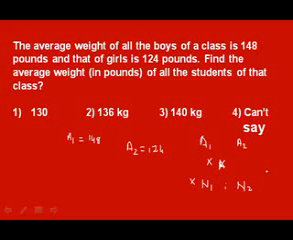Why? Because it depends upon the number of boys and the number of girls what the average of the class is going to be. Let's suppose there is only one girl and there are 10 boys. The average is going to be more towards 148, and if there are more girls than boys, then the average is going to be lesser. So we will not be able to answer this question, right? I hope everyone understood this. We do not know the ratio or the average, so we need either of these to find the average of the class.